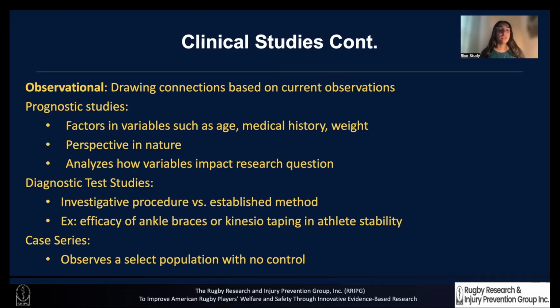A diagnostic test study is essentially an investigative procedure versus an established method. As we were talking about yesterday, if you recall, ankle braces and kinesio taping both help an athlete in terms of stability. A diagnostic test study would investigate both methods and try to conclude which one was more effective. And finally, a case series is when a select population with no control is observed. For example, if you have a very small population with lung cancer, a case series may be established to try to correlate how the lung cancer or different variables impact their day-to-day function.